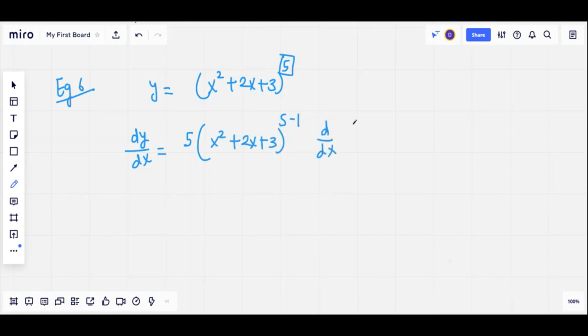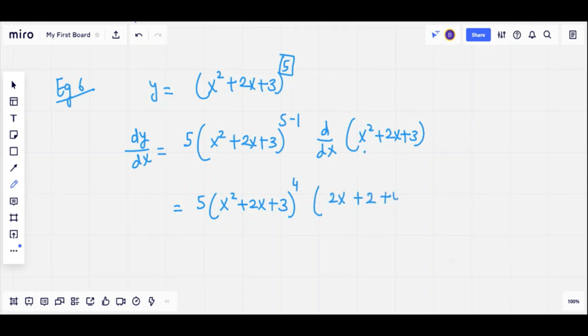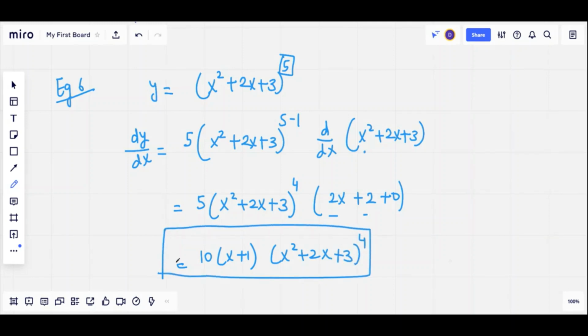Then we go inside and we differentiate x square plus 2x plus 3 using the chain rule. So this comes out as 5 times x square plus 2x plus 3 raised to the power 4, then the differentiation of x square is 2x, of 2x is 2, of 3 is 0. So this finally comes out as, 2 can be taken out, and 5 times 2 is 10. So we have 10 times x plus 1, x square plus 2x plus 3 raised to the power 4. So this is the final answer. Let's talk about the next one.